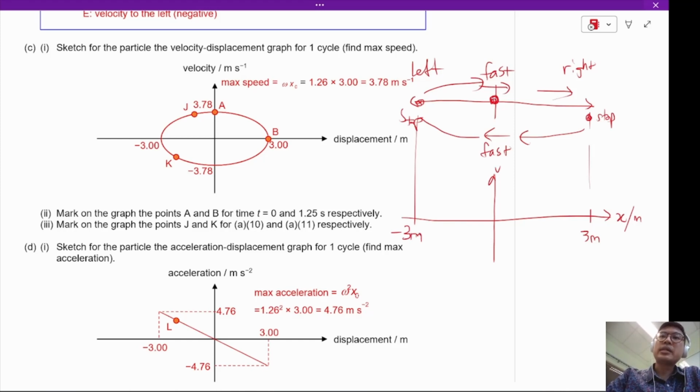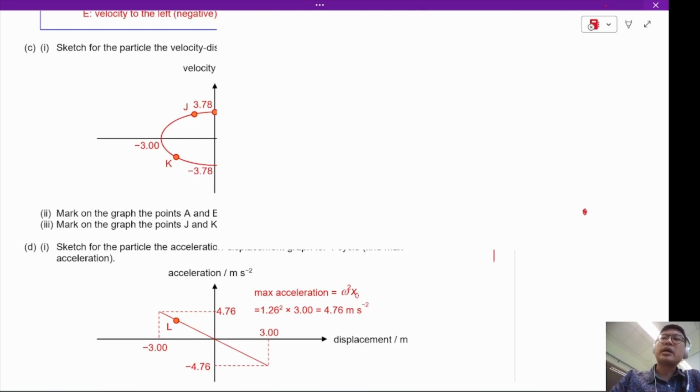So when it's in the center, the velocity is very fast. How fast is fast? Well, 3 times 2 pi over 5. Okay, that was what we figured out just now. That 3 × 2 pi over 5 is about 3.78 meters per second. Okay, this is the velocity in meters per second.